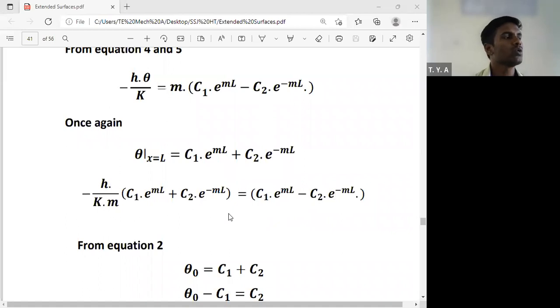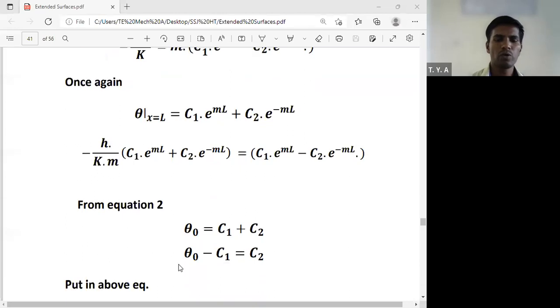Theta 0 is equal to c1 plus c2. Okay, so now what is the value of c2? c2 is equal to theta 0 minus c1.